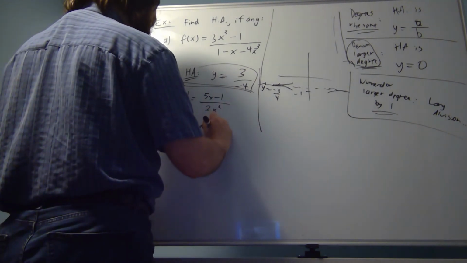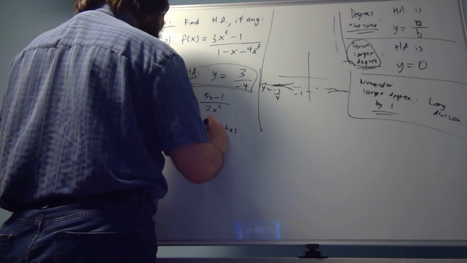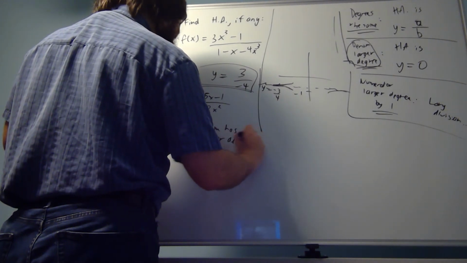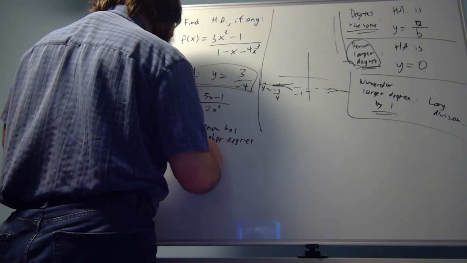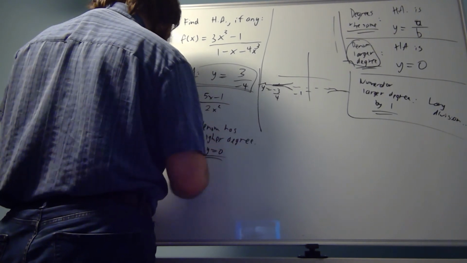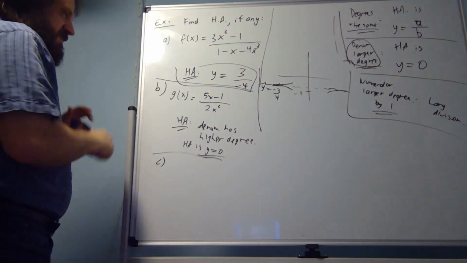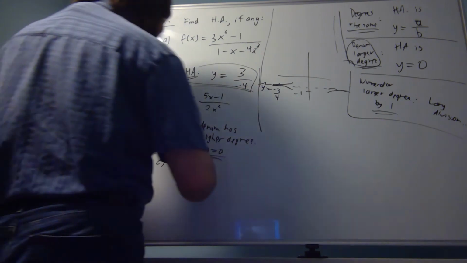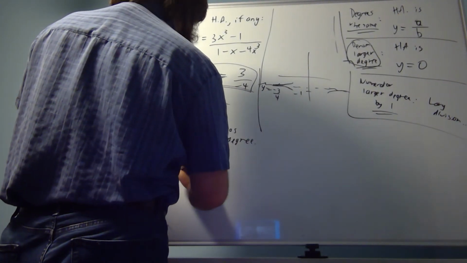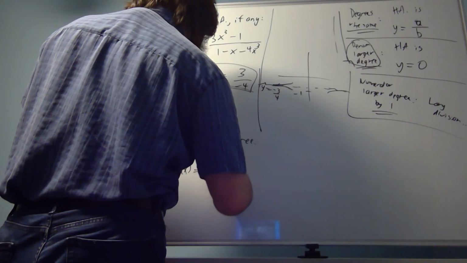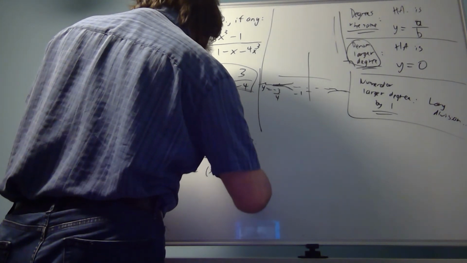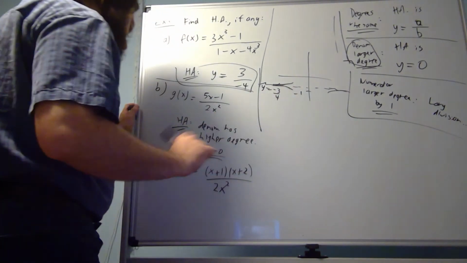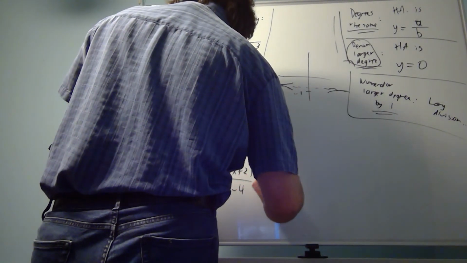Denominator. So that's really all there is to it. The denominator has higher degree. The horizontal asymptote is y is equal to 0. And maybe let's do one that's slightly critical thinking. H of x equals x plus 1 times x plus 2 all over 2x squared minus 4.